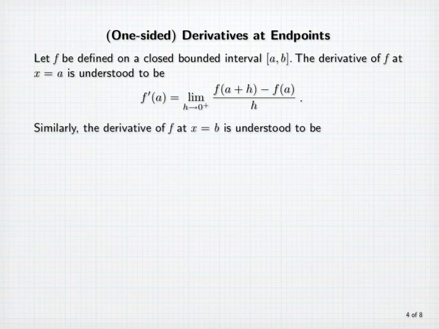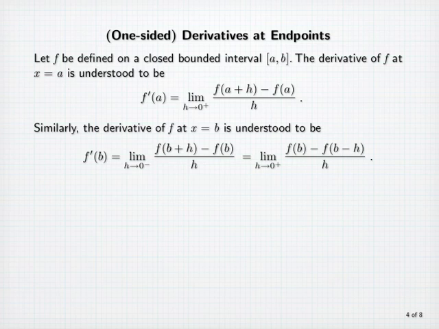Similarly, the derivative of f at x = b, the right endpoint, is understood to be the left-sided limit as h approaches 0 of (f(b + h) − f(b))/h. Or, equivalently, the limit as h goes to 0 from above of (f(b) − f(b − h))/h. Essentially, what each of these does is define a one-sided slope at the endpoints a and b.